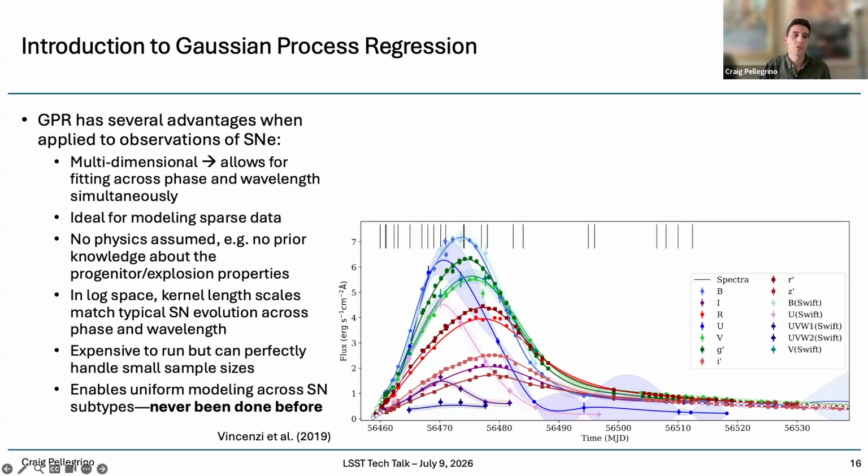You also don't need to assume any physics of the data that you're modeling. For example, you don't need any prior knowledge about the progenitor properties or the explosion properties of the supernova itself, because you don't want to be biasing your fit one way or another by making these assumptions.